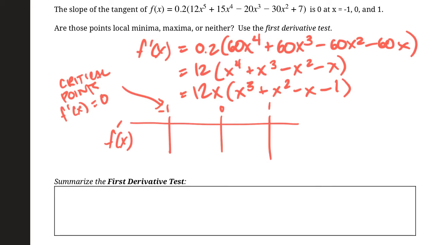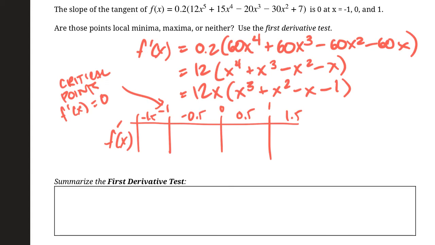So all we got to do is plug in a test value in each of these cases. So here we can plug in, for example, -1.5. Here we can plug in -0.5. Here we can plug in 0.5. Here we can plug in 1.5. So if we plug in those values, for example, if we plug in -1.5 into here, you should see that the value comes out to be a positive value.